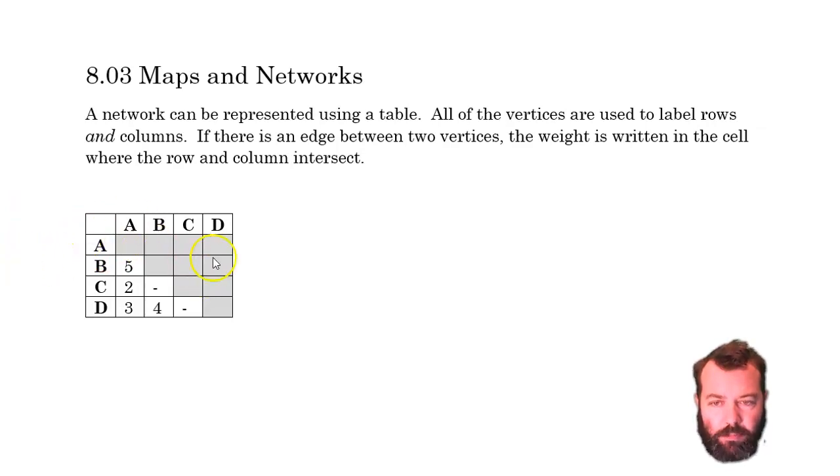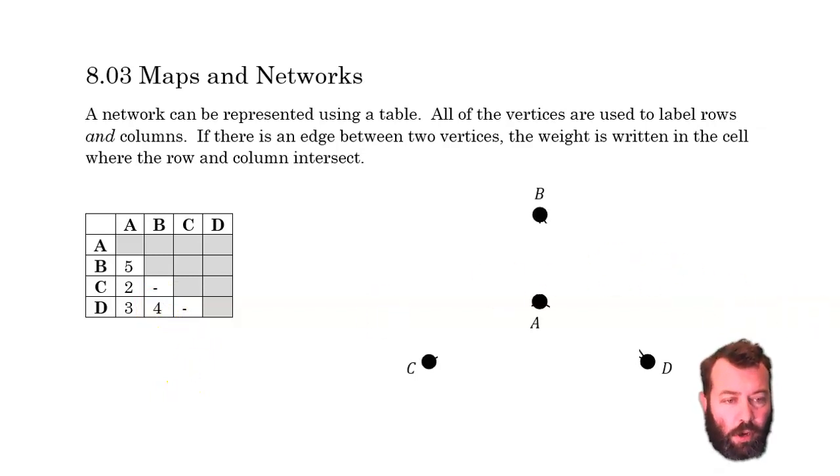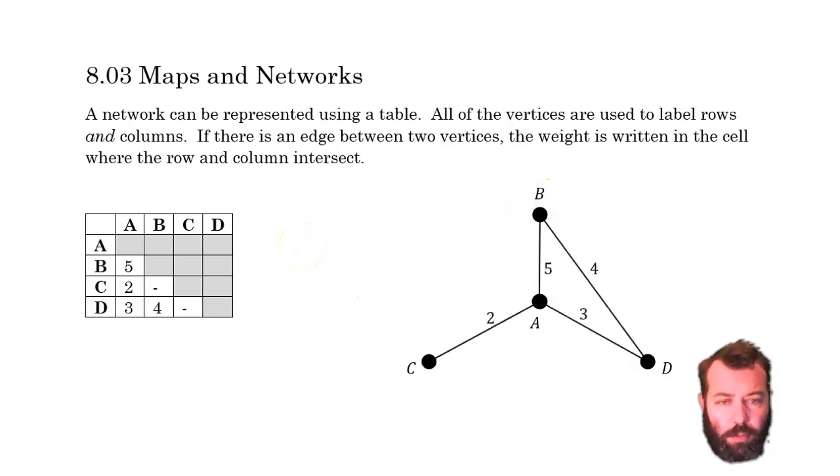If I come across here, B and C, I've just got a little dash there. So that's suggesting there isn't an edge between B and C. This shows me there are 4 edges in total. So I start by drawing up 4 vertices, because I've got A, B, C, D. I've laid them out like this. You can lay them out any way you like. You might get a graph that looks slightly different, but it will mean the same thing. So there's my 4 vertices, and then I put the edges in.